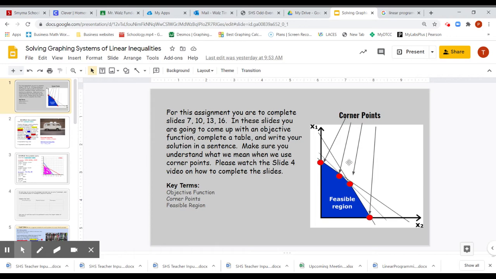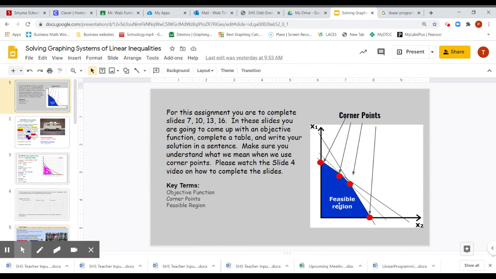So in this diagram over here to the right, I want to introduce you to the new term today, corner points. This shaded region of all the lines is made up of three different lines here. Most of yours are made of two lines. This one happens to be three lines. So notice three lines gives me four corner points.